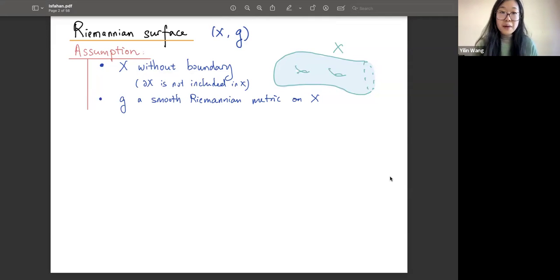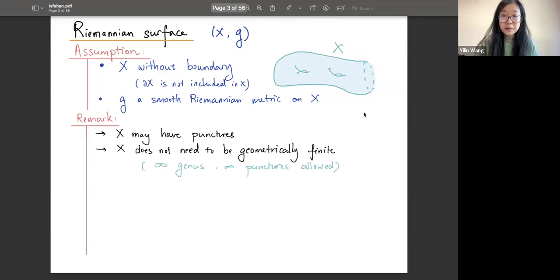And in this talk, we will consider Riemannian surface without boundary. So if you have a surface like what is drawn here, without boundary, I don't include this boundary curve as part of my surface. You can still have this opening, but the boundary is not in the surface. Apart from that, we don't make other assumptions. In particular, this surface can have punctures, meaning you can remove some points from the surface. Also, this surface does not have to be geometrically finite, so it can have infinite genus. It can have infinitely many points removed.